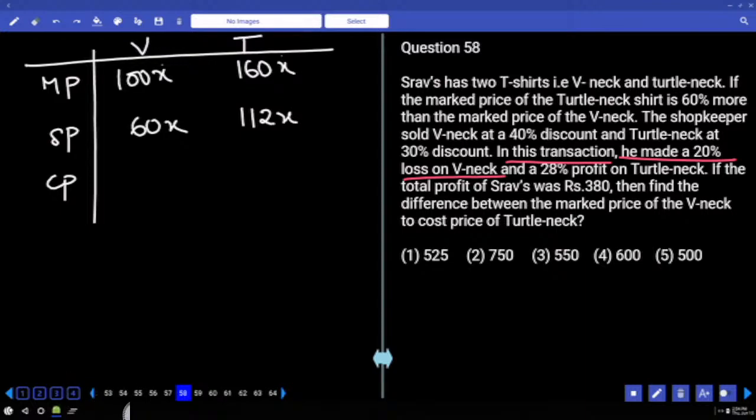Now on V-neck, how much loss did he make? 20%. If the cost price is 100%, the selling price becomes 80%. Selling price and cost price, 80 and 100, are in the ratio 4:5. 4 parts is equal to 60x, 1 part is 15x, so 5 parts is 75x. Is this over? Continue. Next.